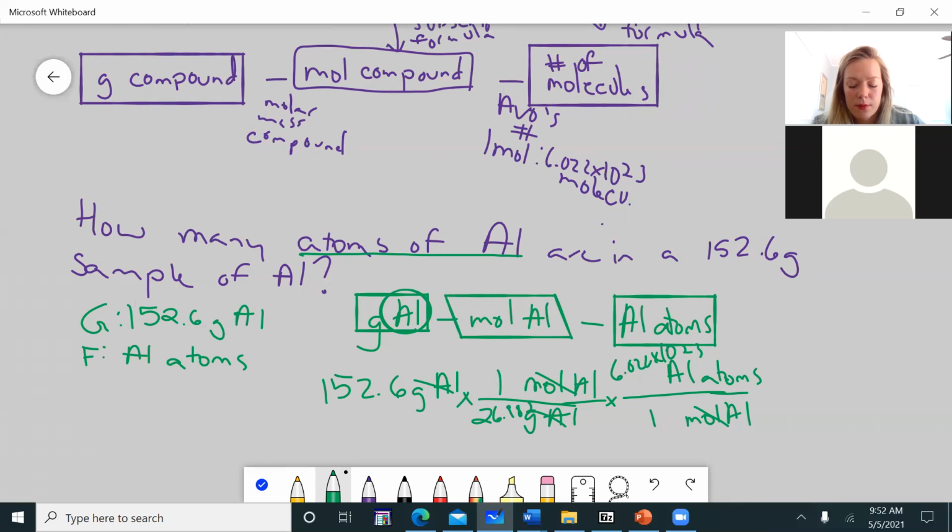So we're going to need to plug it into our calculator and we'll multiply across the top. So we've got that 152.6 and we're going to multiply it by 6.022 times 10 to the 23rd. And then we have to divide it by the molar mass, which was 26.982. All right, we get a large number, which we would assume we would be getting. In this case, it is 3.406 times 10 to the 24th aluminum atoms. That's the only unit that's left. Good with that one?